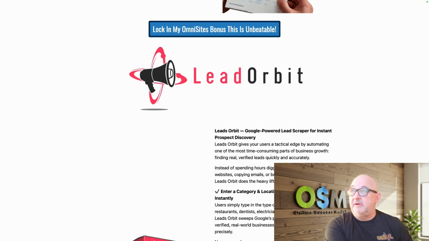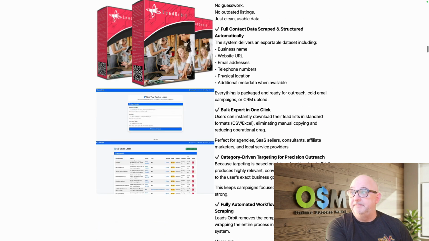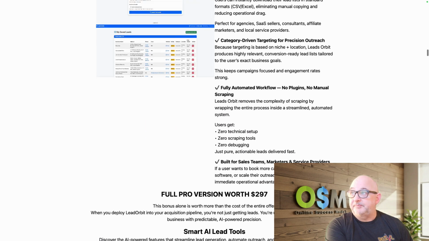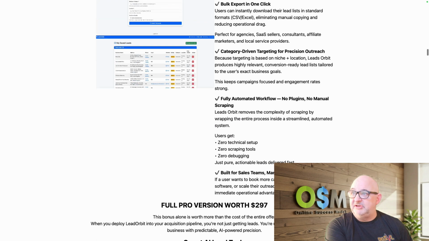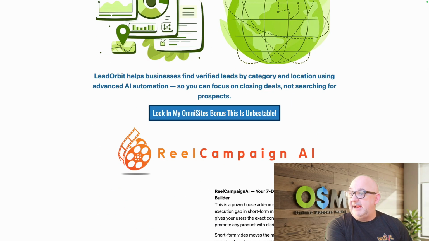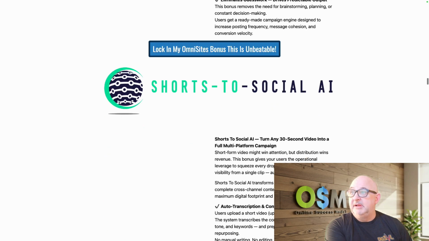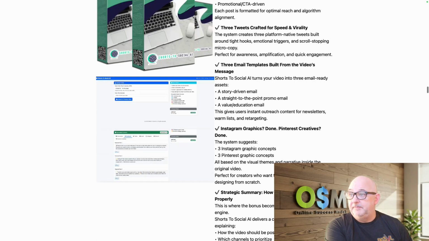Okay, so I've got 6 white label apps. The first one is Lead Orbit, and the next one, you can see what this does here. It tells you all about it. The next one is Real Campaign AI. This is a short form campaign builder. The next one is Shorts to Social AI. This turns kind of a short video into a full multi-platform campaign.